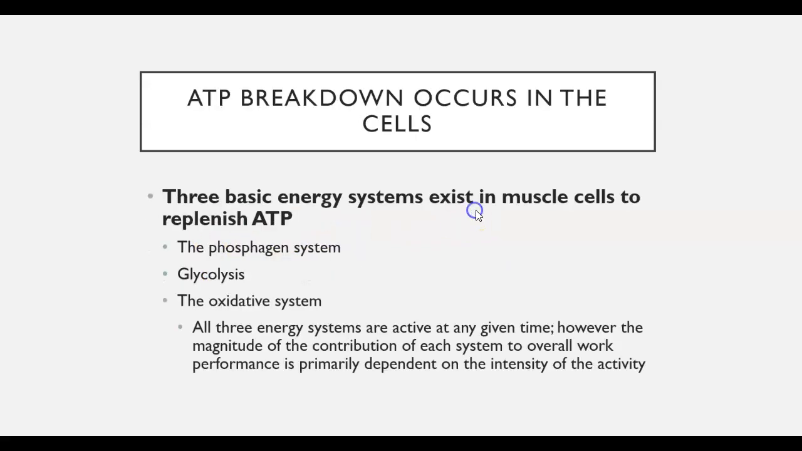Now, there's 3 basic energy systems. And these exist in the muscle cells to replenish ATP. So basically, these exist so you are not constantly fatigued. So if you've ever exercised and you've become fatigued and then you regain your stamina after a rest period, you are replenishing ATP through one of these systems. And these 3 systems are the phosphagen system, the glycolytic system, and the oxidative system.